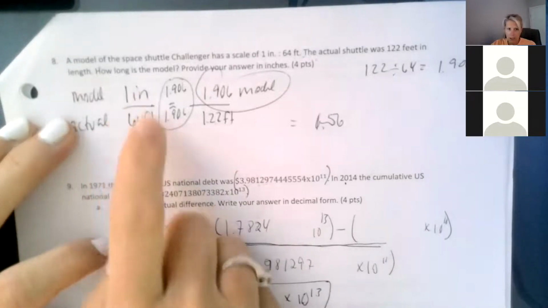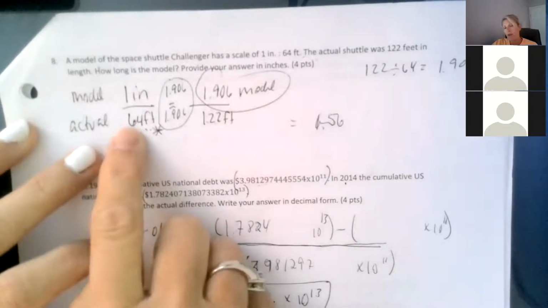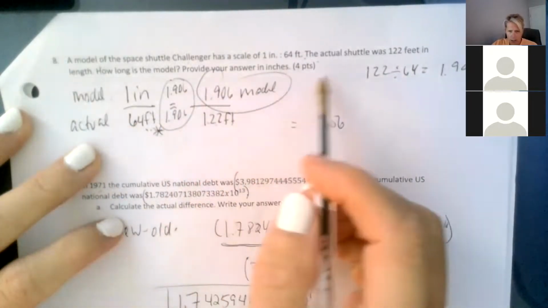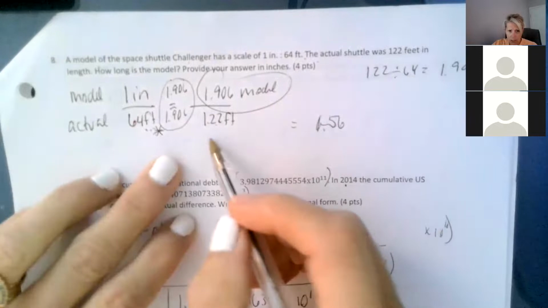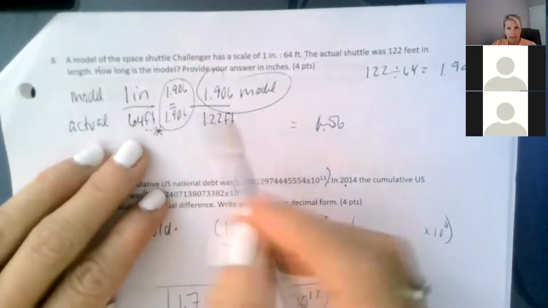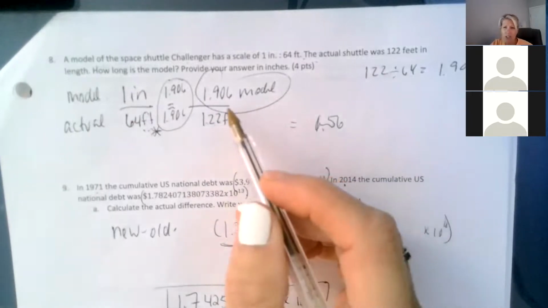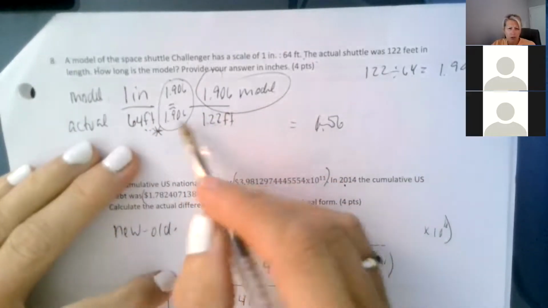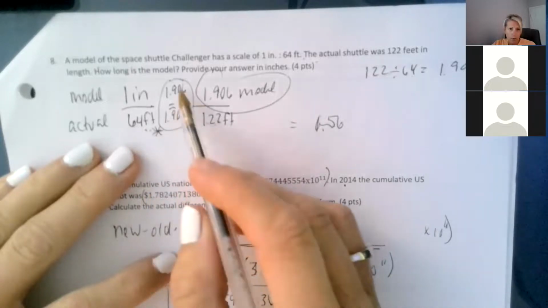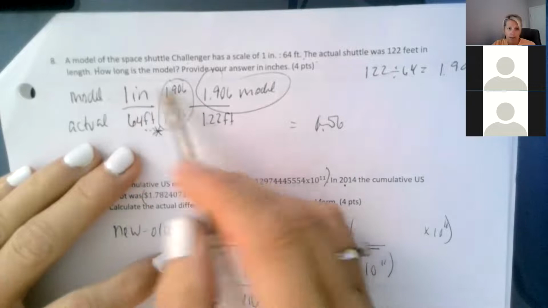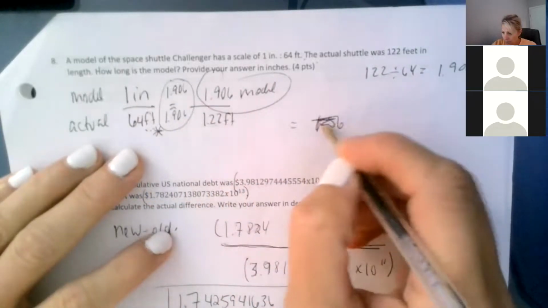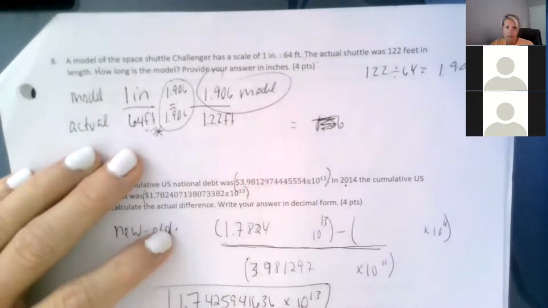Anyway, so model and actual is how I lined it up. So the model is 1 inch for every 64 feet of the actual size of the Challenger. And they told us that the actual Challenger is 122 feet. So I know that I just did a scaling up kind of a thing that we did in unit 2, but there's a couple different ways you could do it. So I said 122 divided by 64 is 1.906. And so 1.906 times 1 is 1.906. So that's the model. It's 1.906 inches.